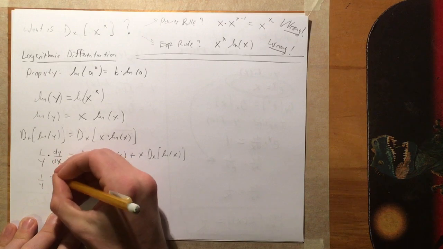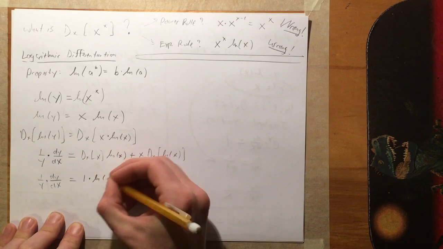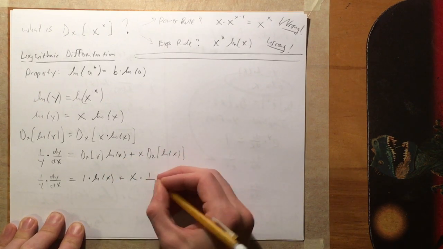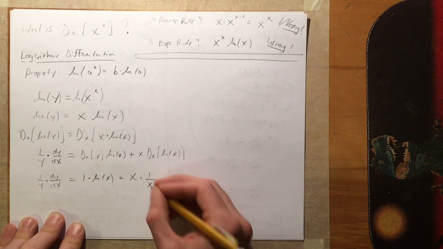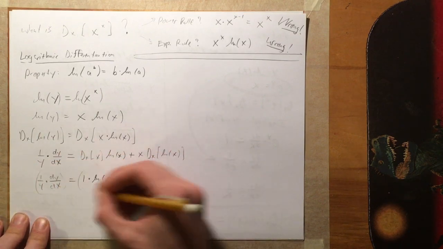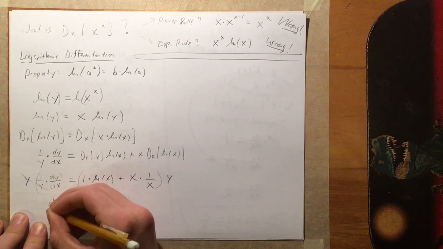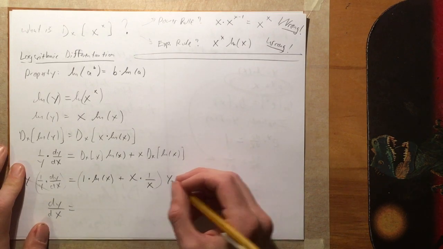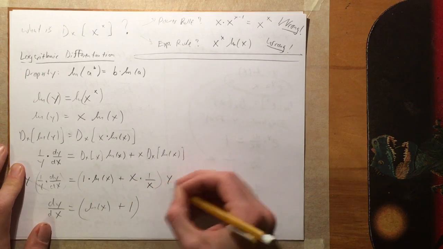All right. Now, evaluating those derivatives, we have 1 times natural log of x plus x times the derivative of natural log, which is 1 over x. That part, x times 1 over x, is just going to actually be 1 because these will cancel out. So now, to finish this off, we're going to take both sides of this and multiply by y, canceling the y on the left. So now we have the derivative of y with respect to x is natural log of x plus 1 times y.